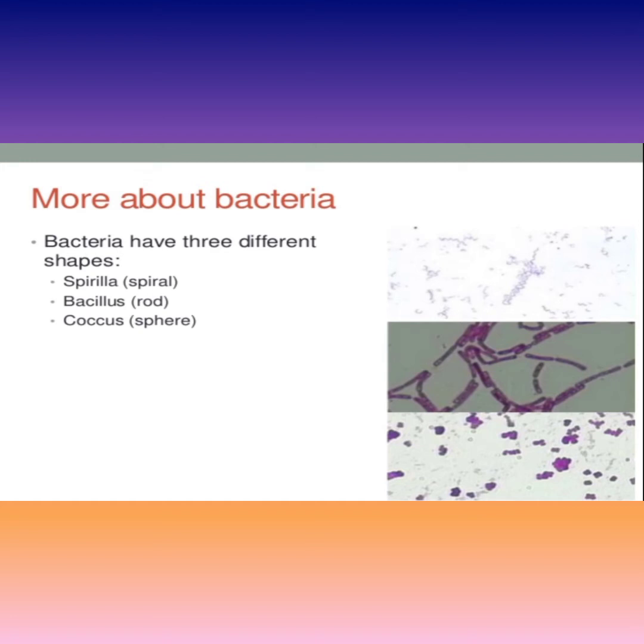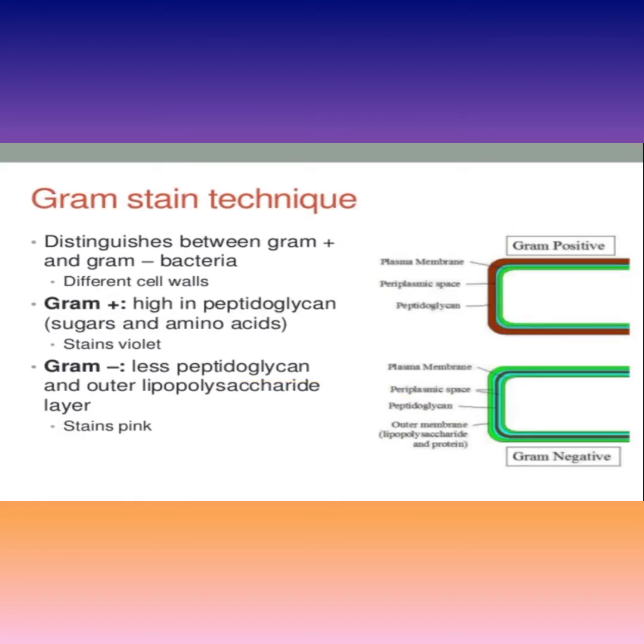More about the bacteria. There are three forms of bacteria: Spirilla, spiral shape; Bacillus, rod shape; Coccus, sphere shape. Gram stain technique distinguishes between gram-positive and gram-negative bacteria. Gram-positive has a thick peptidoglycan layer, sugars and amino acids, and stains violet, and gram-negative has less peptidoglycan and an outer lipopolysaccharide layer and stains pink.